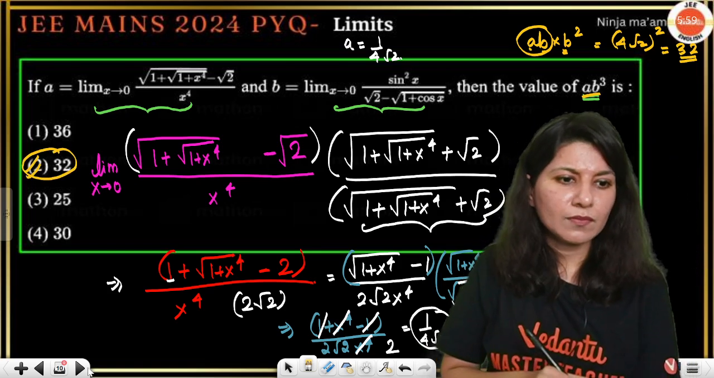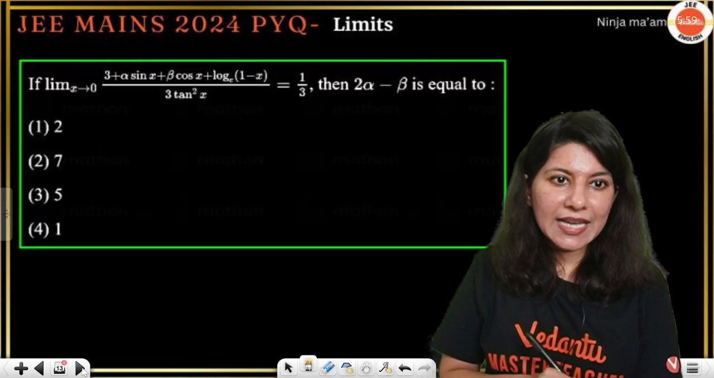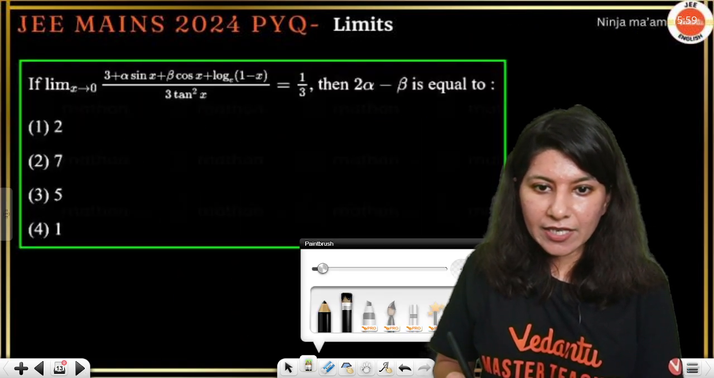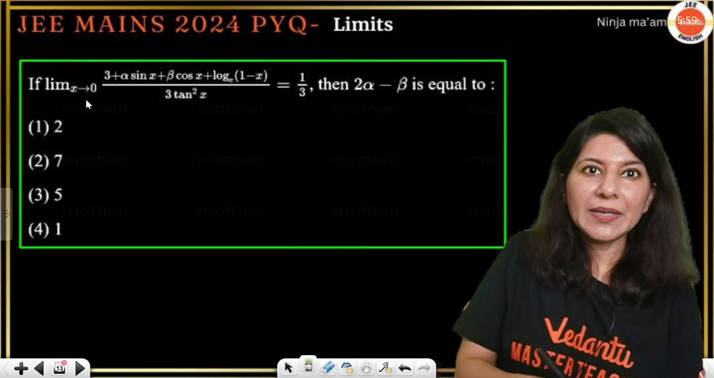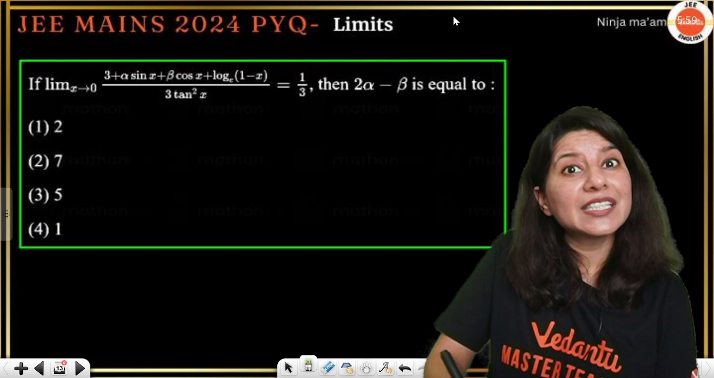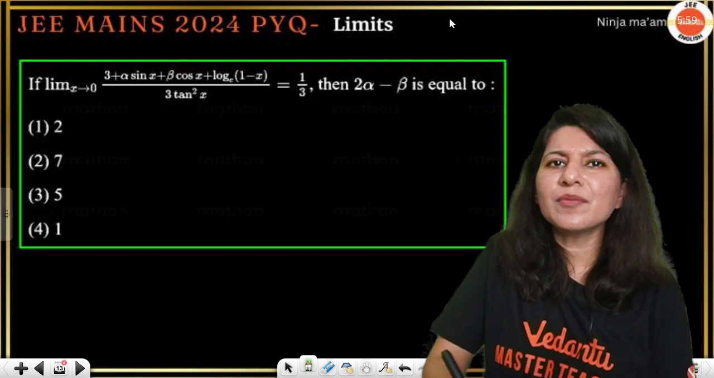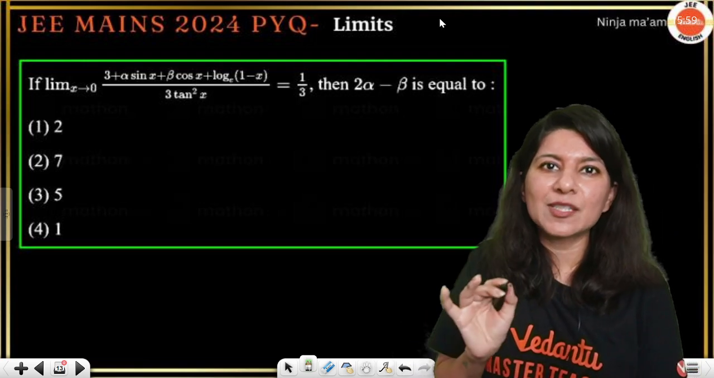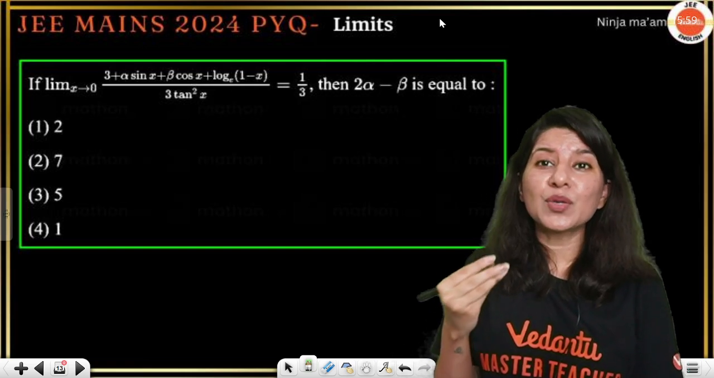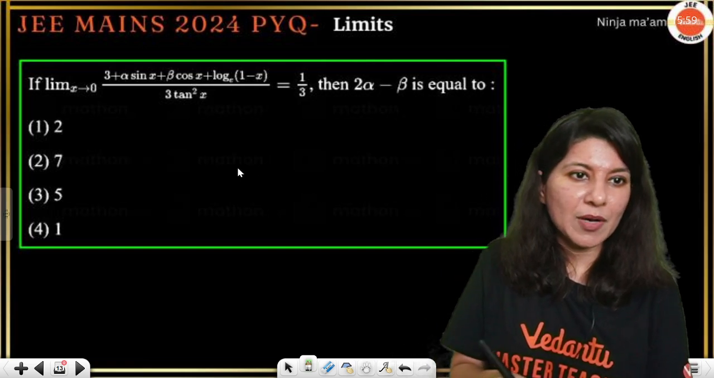Okay. All right. Now let's get into another question, which is this. Limit x tend to 0 and okay, so this is a reverse limit question. Usually in reverse limit question, we apply expansion. Okay. So I will make you recall all the expansion. Do not worry about it.